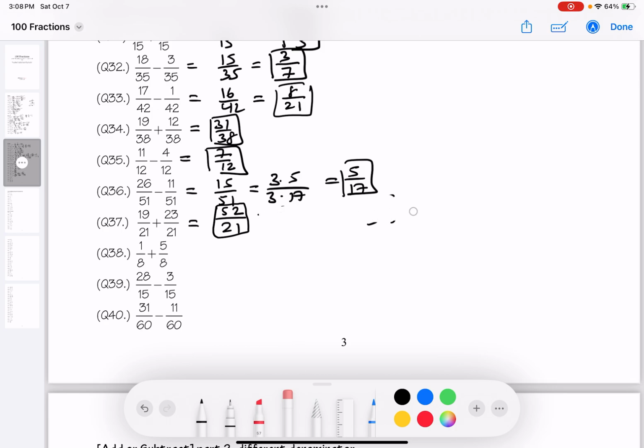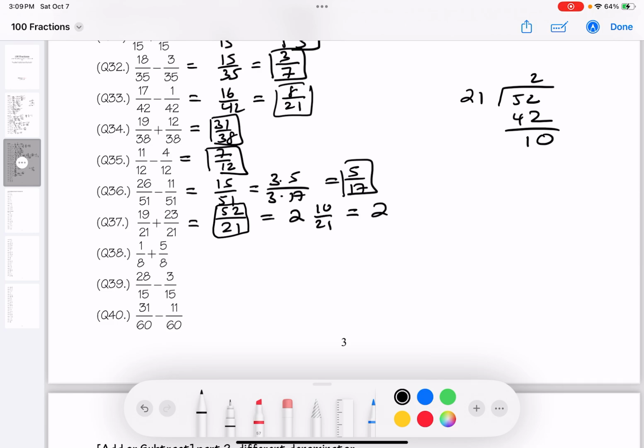Now, it is an improper fraction. If you want to write it as a mixed number, be my guest. I'll do that for you. 21 into 52, 2 times. 2 times 21 is 42. What's the remainder going to be? 10. So you get 2 and 10 divided by 21, or you could write down 2 and 10 over 21.